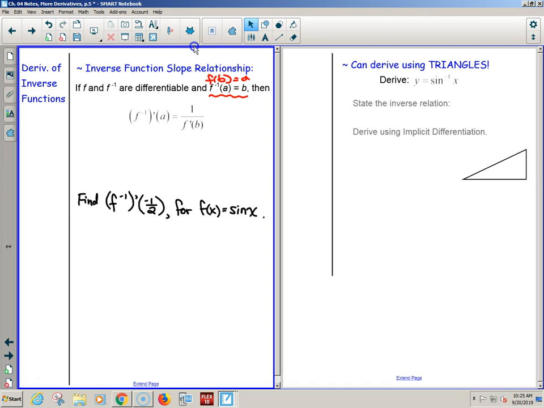But if we're trying to find f inverse prime of a, we have to take the reciprocal. We have to take the reciprocal of the slope at the corresponding point of the original function.